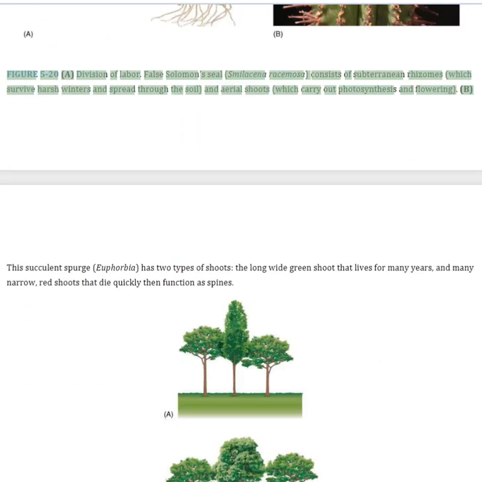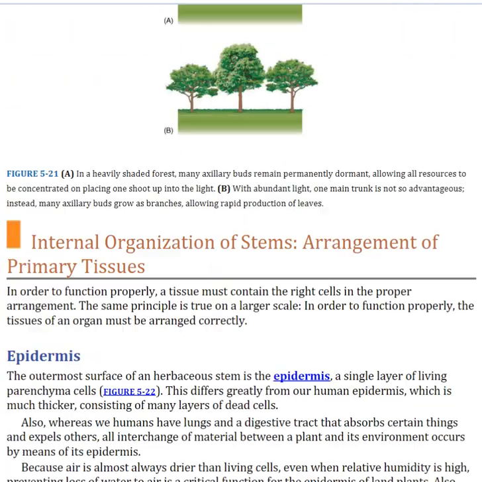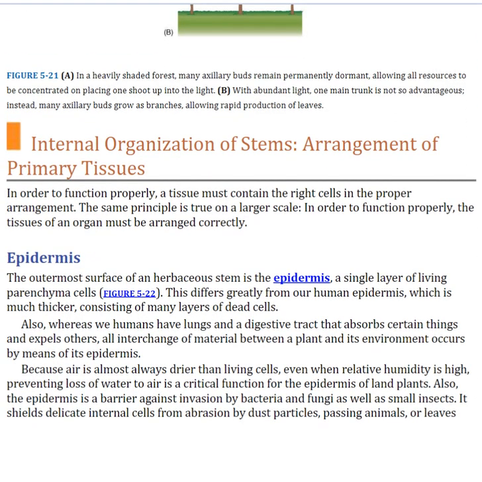Figure 5.20: Division of labor. False Solomon's seal consists of subterranean rhizomes and aerial shoots. This succulent spurge has two types of shoots: the long, wide green shoot that lives for many years, and many narrow, red shoots that die quickly, then function as spines.